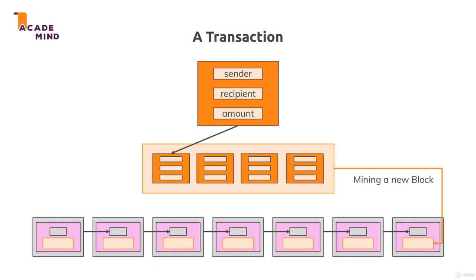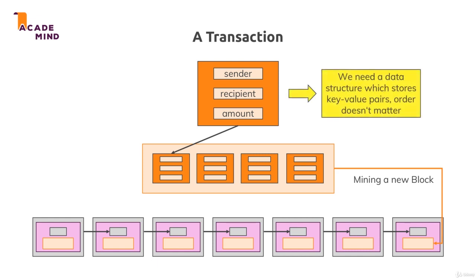Our whole blockchain is a list. But let's have a look at all these complex data structures in detail. The transaction as a whole, for example. Right now it's only a number or a nested list in our list of blocks. Now that certainly does not suffice. To manage sender, recipient, and amount, we need a data structure which stores key value pairs.